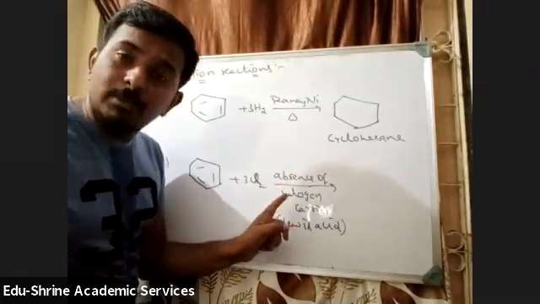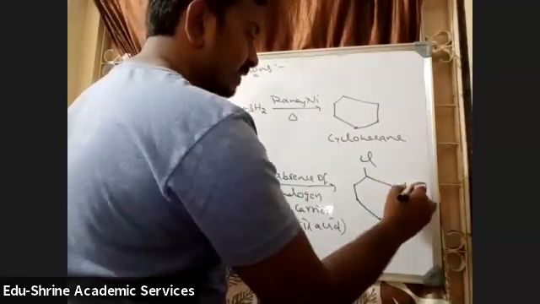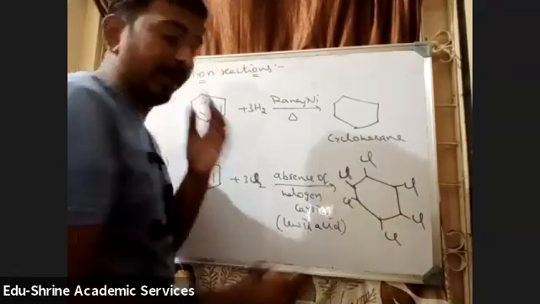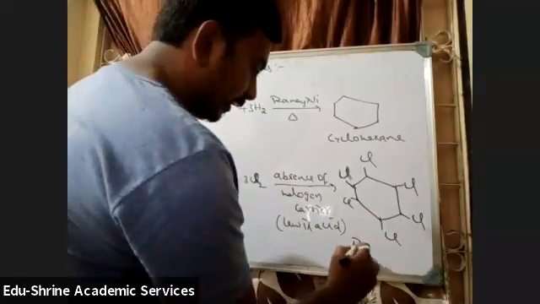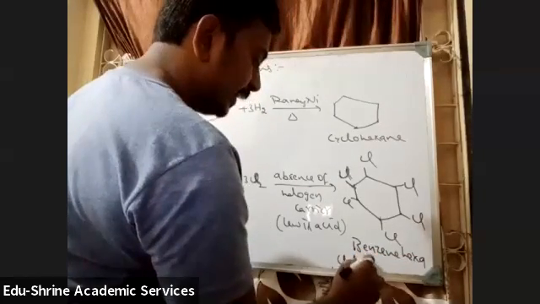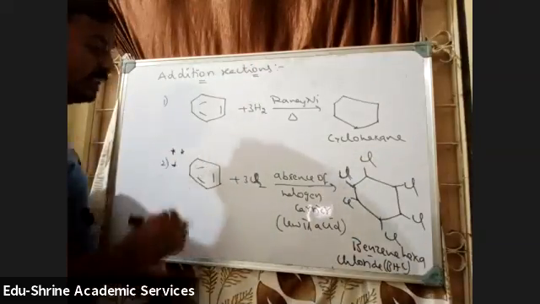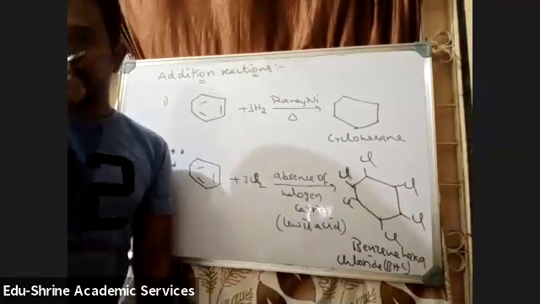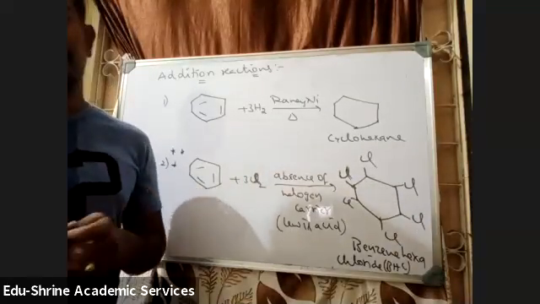When there is no Lewis acid present, then you will be getting all carbons substituted with chlorines. Benzene hexachloride it is called. Okay? BHC. Benzene hexachloride. So this reaction is important, students. Be careful. If there is Lewis acid catalyst, we get chlorobenzene. If there is absence of Lewis acid, you will be getting this. These are the 2 addition reactions of benzene.